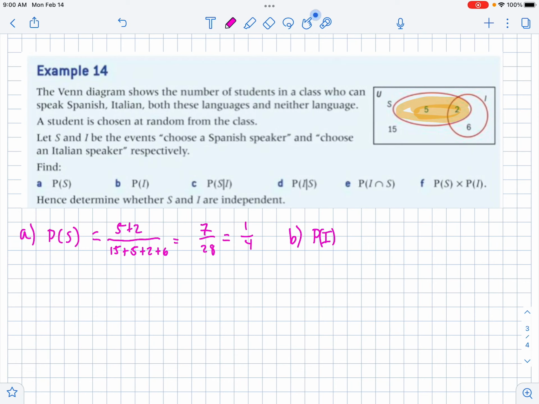B, the probability of I. Somebody speaks Italian. Well, Italian is 8 out of the 28, which is 2 out of 7 if you divide them both by 4. Probability of S given that I happened. So the probability that somebody speaks Spanish given that they speak Italian. If it's given that they speak Italian, you're living just inside this circle right here, and 2 of those people speak Spanish, so that's 2 out of the 8.